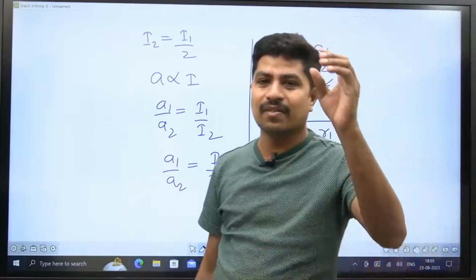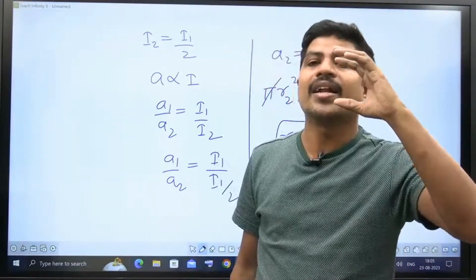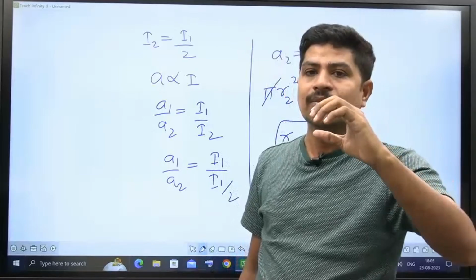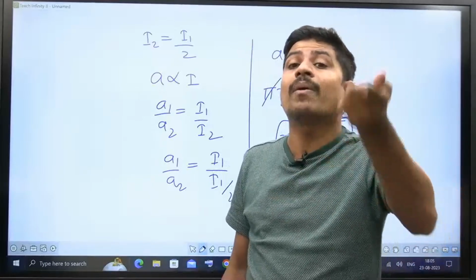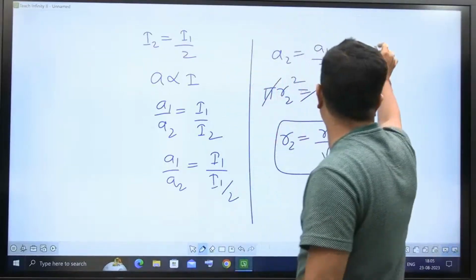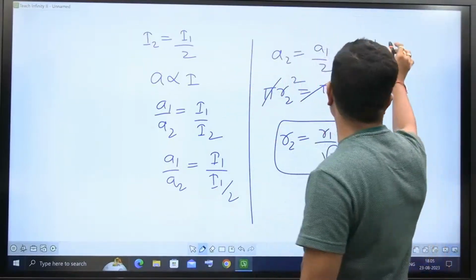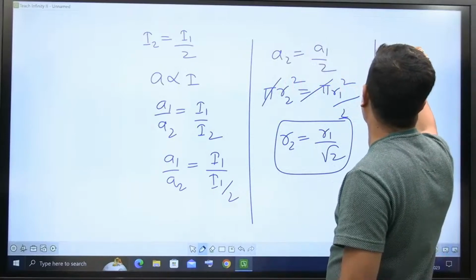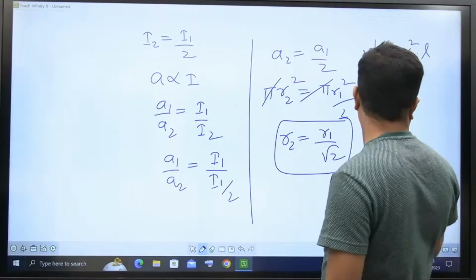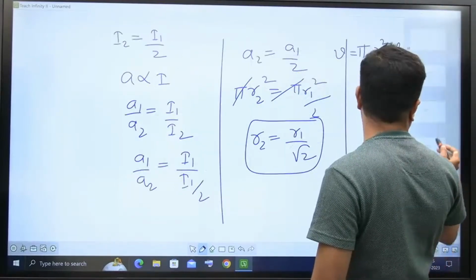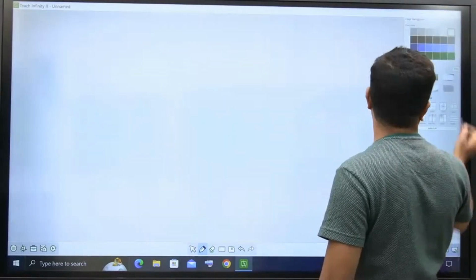In the first case, the area is A1 and the radius is R1. In the second case, the area is A2 and the radius is R2, and R2 is R1 by root 2 times. Now observe here, what is the volume of a cylinder? Pi R square into L, right? Now, he is talking about percentage saving of the copper, that is, the volume of copper saved.